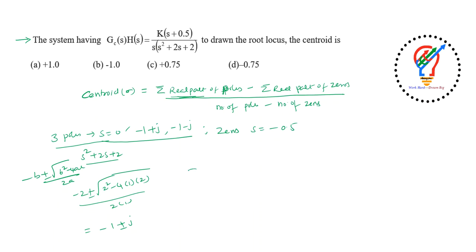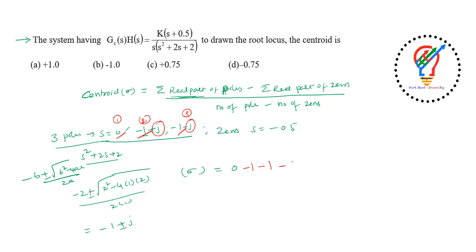Now apply the formula for the centroid. Centroid sigma is equal to the sum of the real parts of poles. Sum of the real part of poles means: I have 0, and real part means I will consider this one only, not the imaginary part. So I will take minus 1 and then minus 1. These are pole number 2 and pole number 3, and this is pole number 1. So 0 minus 1 minus 1.